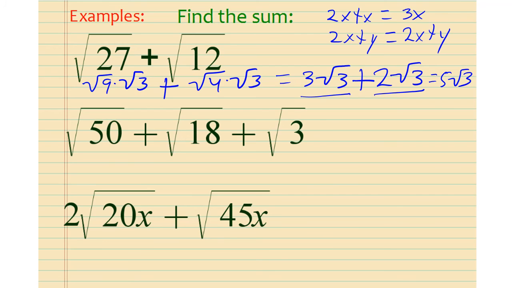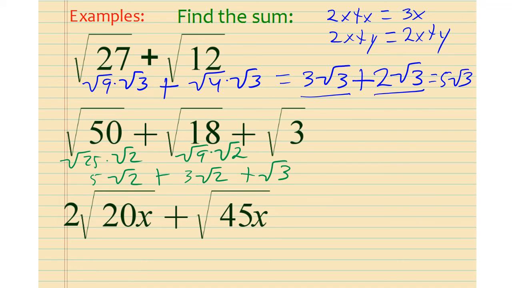Same thing down here in the second one. I'm going to rewrite square root of 50 as square root of 25 times the square root of 2. Square root of 25 is 5. Square root of 2 stays as is. What's the biggest perfect square that goes into 18? Biggest perfect square is 9, so I get the square root of 9 times square root of 2. Square root of 9 is 3, so I get 3 times the square root of 2 plus square root of 3.